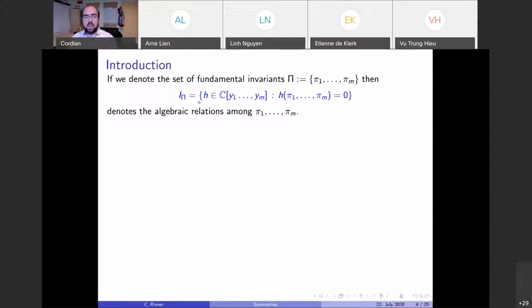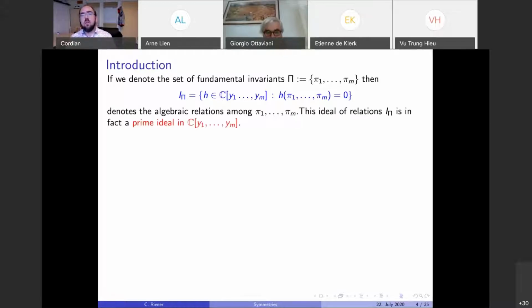Then I can define the ideal, I_π, or just the set of all polynomials that vanish when you evaluate them at π1 to π_m. That is the set of algebraic relations amongst π1 to π_m. I already gave away half of the next sentence: I already called this an ideal, which is why I conveniently use the letter I. This is an ideal in the polynomial ring, and moreover, it's in fact a prime ideal.